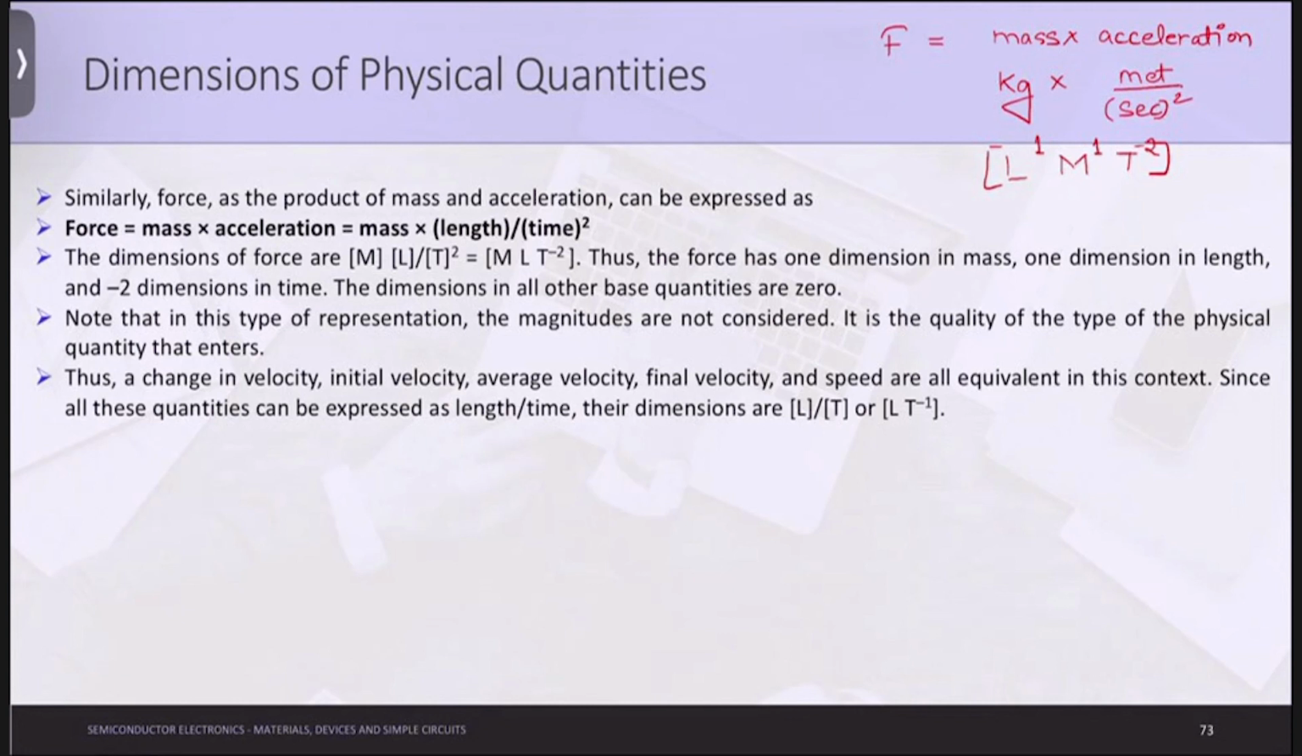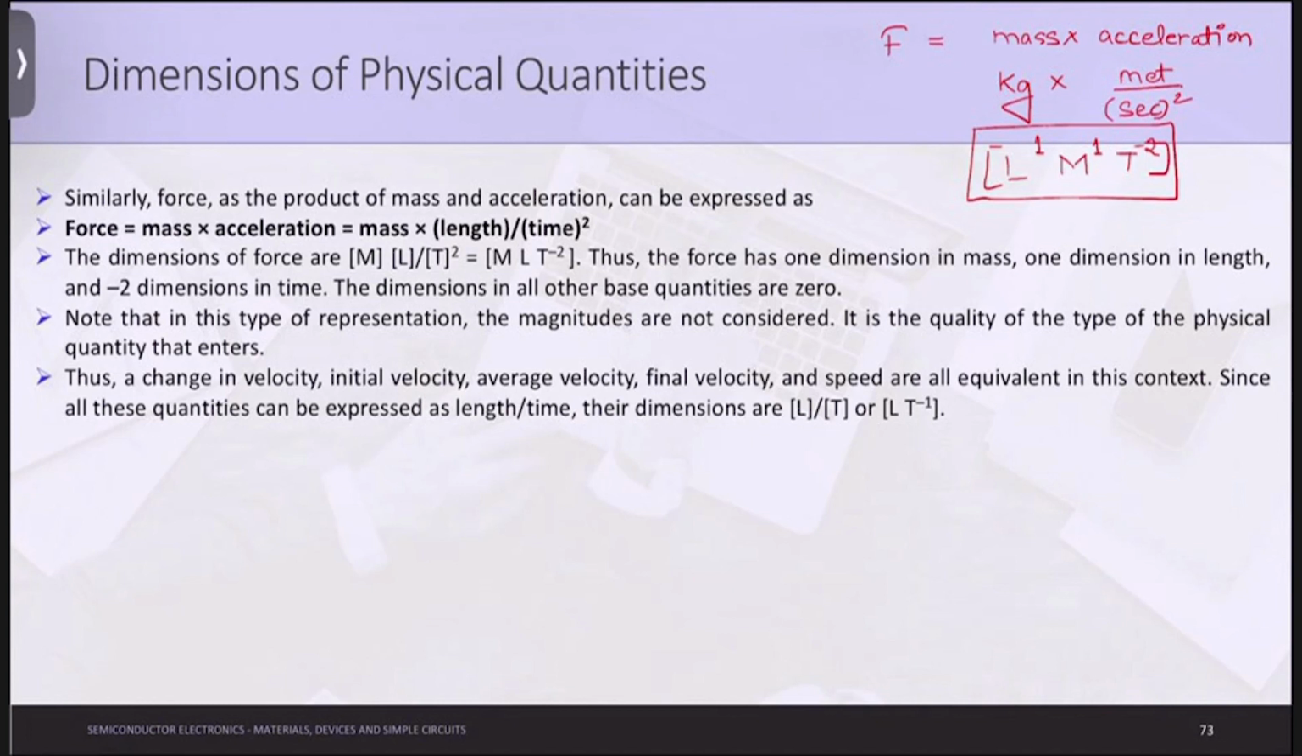Okay, that was the basic crux or basic concept regarding dimensions of physical quantities. Similarly, force as the product of mass and acceleration can be expressed as force is equal to mass into acceleration, which is equal to mass into length upon time squared. The dimensions of force can be written as M L T^-2. Thus, the force has 1 dimension in mass, 1 dimension in length, and -2 dimensions in time. The dimension in all other base quantities is 0.